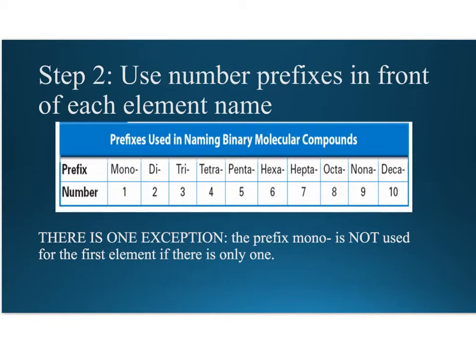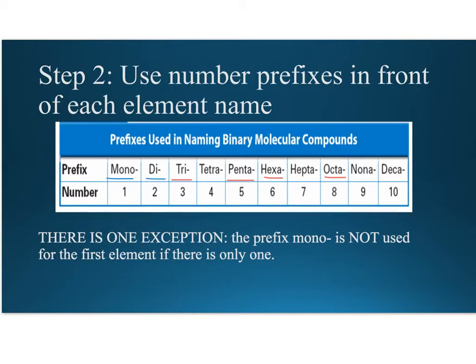Step number 2 is to use the number prefixes in front of each element name. And I have them here for you. A lot of them are similar to the ones you learn in geometry, like penta for pentagon, or tri for triangle, or hexa for hexagon, or octa for octagon. Okay. Some of the weirder ones are mono and di for 1 and 2, but they're all here for you to see.